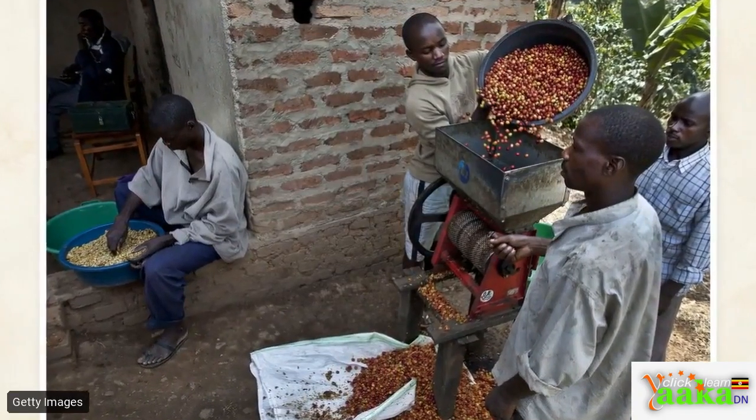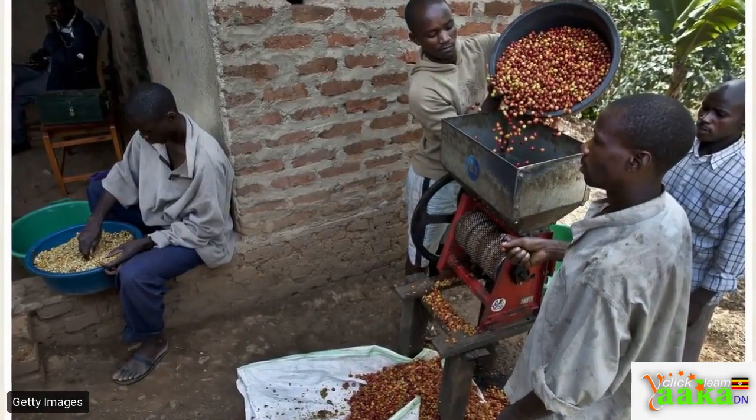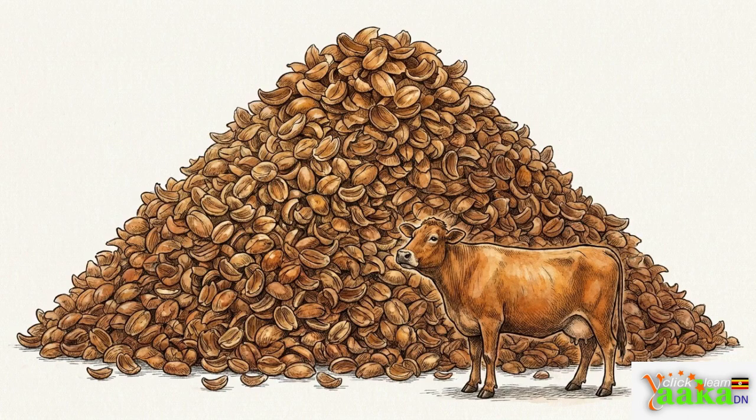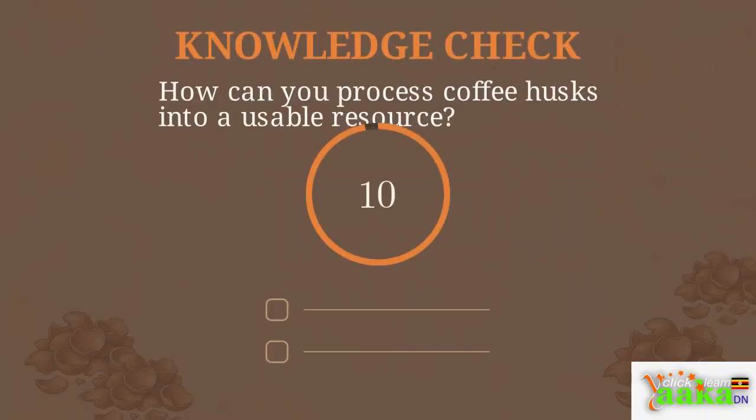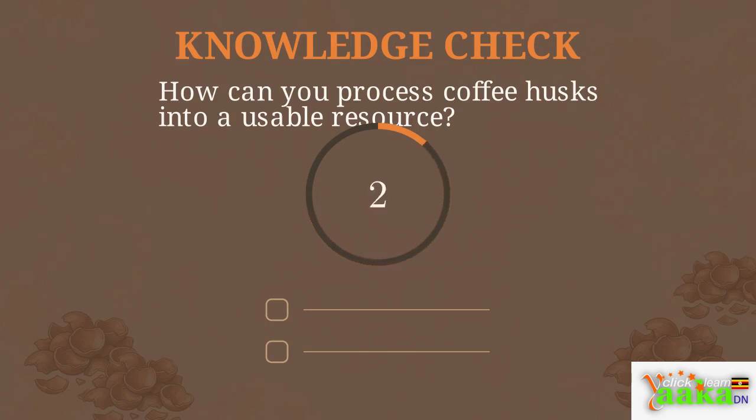Imagine you are a farmer in Mukono. After processing your coffee cherries, you are left with massive mountains of empty coffee husks that your animals cannot eat. Pause the video right now. Based on the concept of value addition, write down 2 specific ways you can process these husks into a usable resource before I reveal the answers.